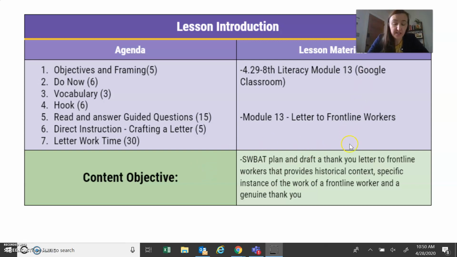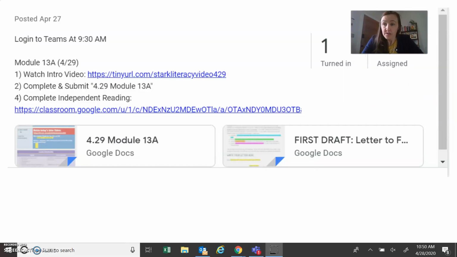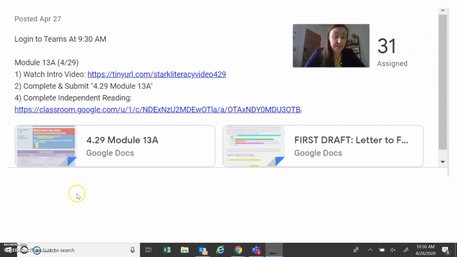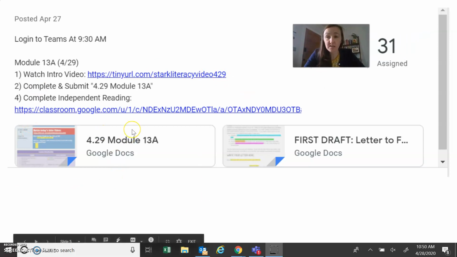So, content objectives. Students will be able to plan and draft a thank you letter to frontline workers that provides historical context, specific instance of the work of a frontline worker, and a genuine thank you. So you will be working today in this Module 13A document, but pretty quickly into the module, you're going to shift over and open up your first draft document, and you're going to work on that.